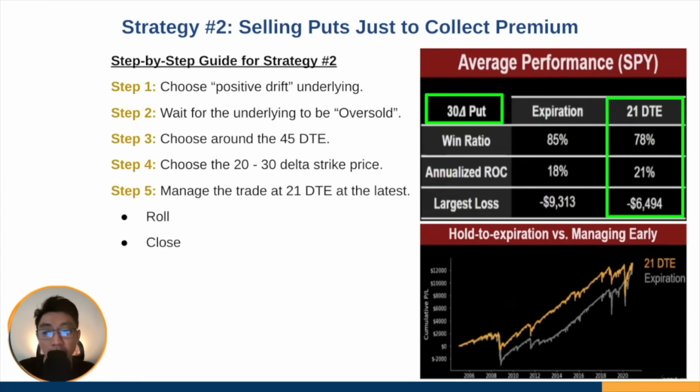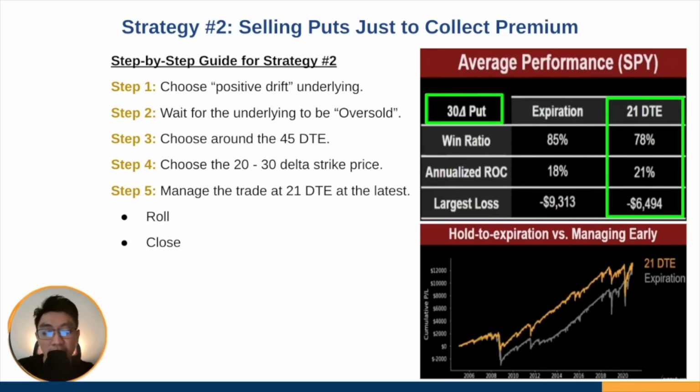So this brings up the next step, which is to manage the trade at 21 DTE at the latest. What happens if you hold the trade past 21 DTE? Basically, the risk increases, right? There's such a thing called gamma. If you're new to options, I don't want to confuse you, but gamma is not good for us as a short option seller. If you have a short put and you hold past 21 DTE, gamma is going to work against us. We don't want that.